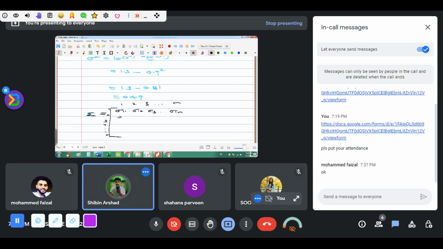Sigma 2 1, sigma 2 2, sigma 2 3, and so on up to sigma 2 n. The last row is sigma n1, sigma n2, up to sigma nn.